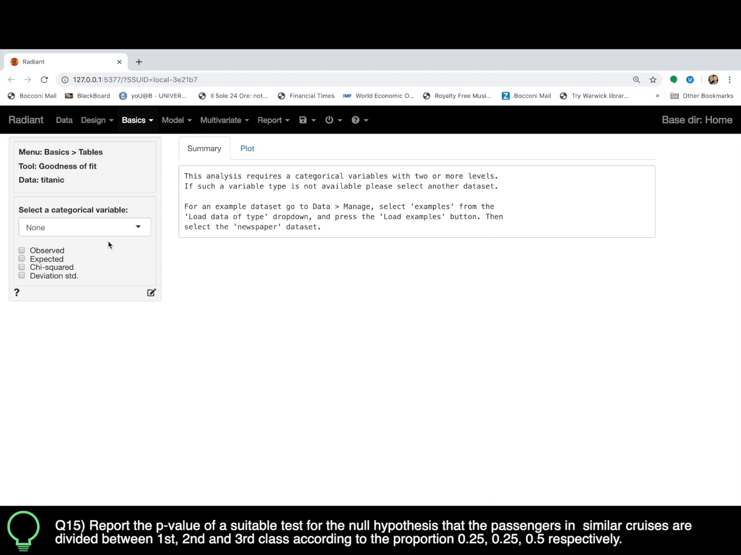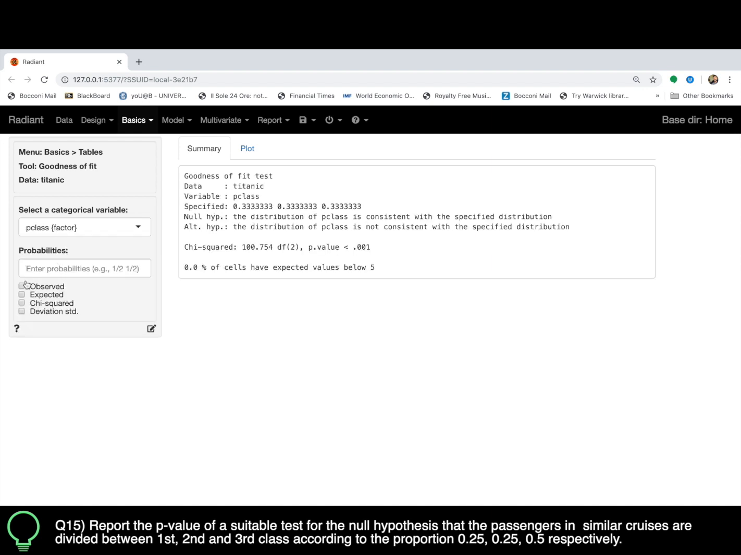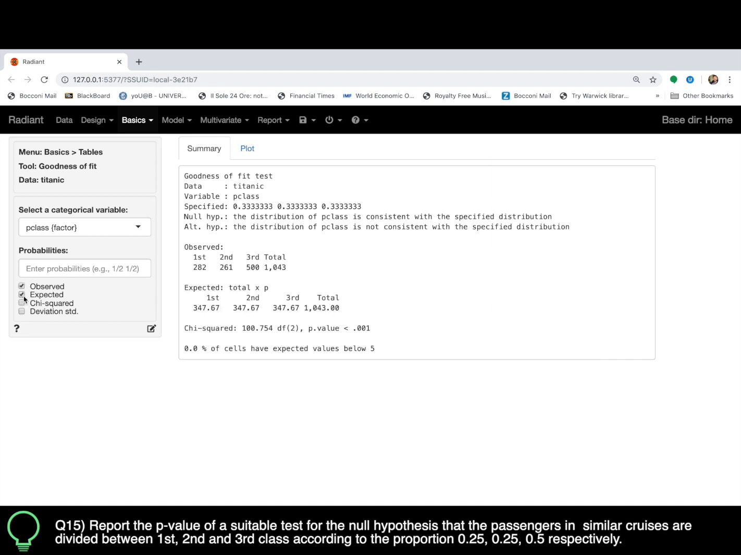So first we need to choose the category. In this case, the categorical variable will be P class. My suggestion is to tick at least the observed and expected boxes. So you can see that under each category we have, for example in the first one, 282 individuals in first class, 261 passengers in second class, and 500 in third class.